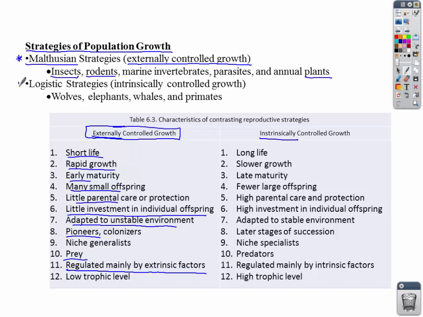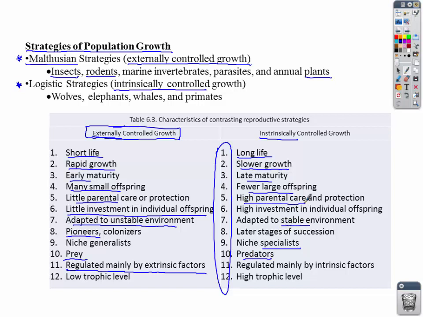Then there are other species that are more intrinsically controlled. These are our longer living species: wolves, elephants, whales, primates. They grow slowly, they mature late, they have fewer offspring. So this is basically the opposite of the externally controlled species. These are our specialists, our predators. They live in more stable environments, with high parental care.